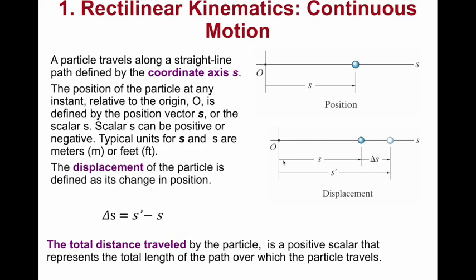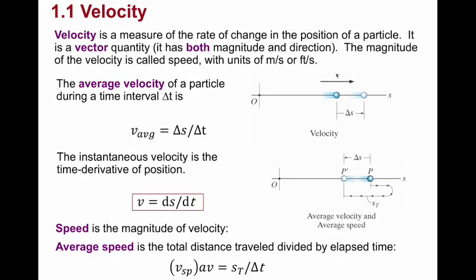So this is our first kinematic that we are going to study, which is position. Then we're going to talk about velocity. Velocity is a measure of the rate of change in the position of the particle. It's a vector quantity, so it has both magnitude and direction, and the magnitude of that velocity is called the speed. We have units of meters per second if we're talking about the international system, or units of feet per second if we're talking about the imperial system.